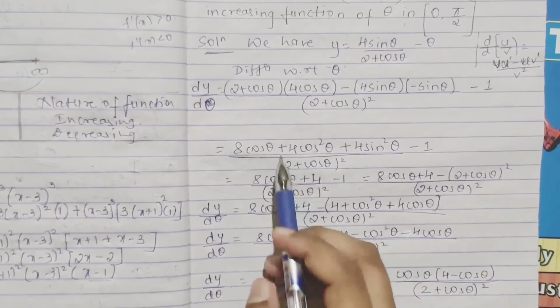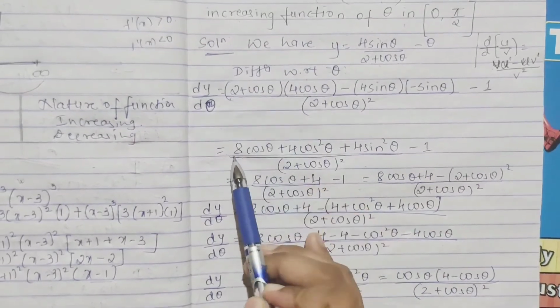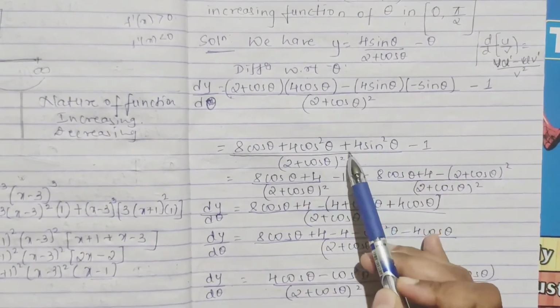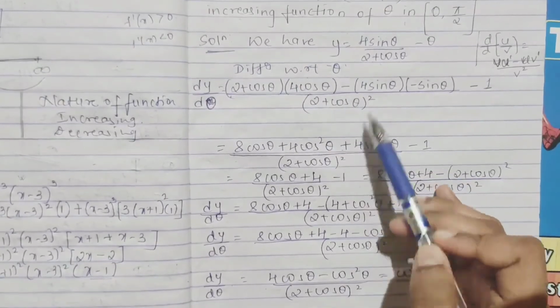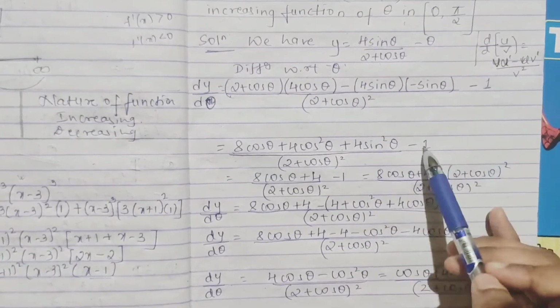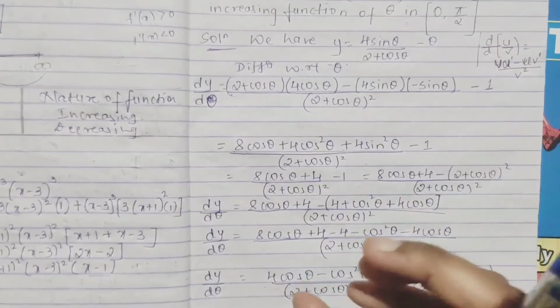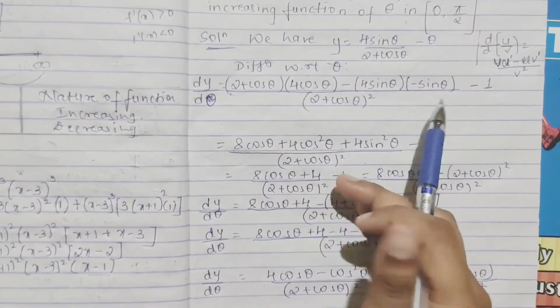So next, what I have done is multiplied 4 to the 8 cos theta, plus 4 cos square theta, minus into minus becomes plus 4 sin square theta. This minus I have kept as it is, 2 plus cos square theta. Now simplifying it so that we can get a clear cut value.